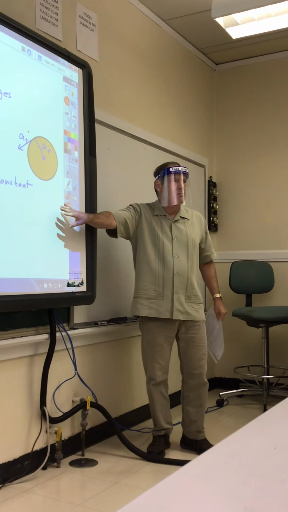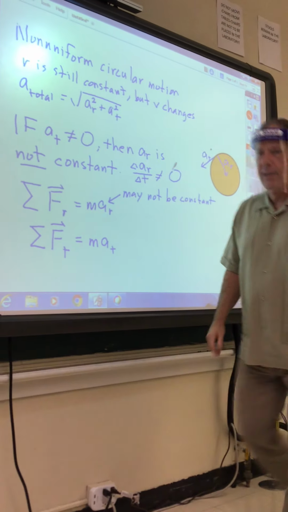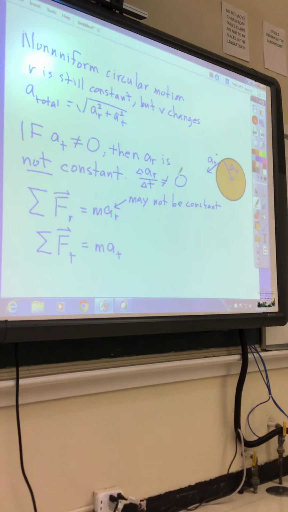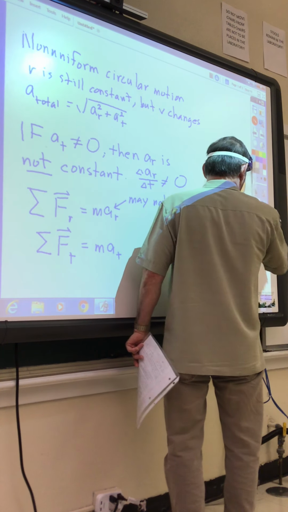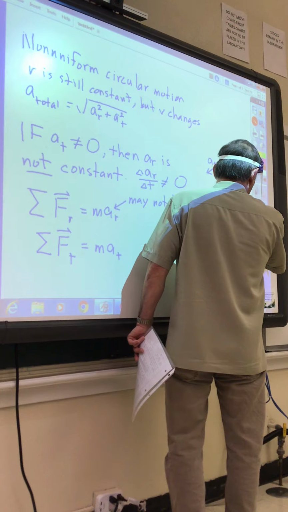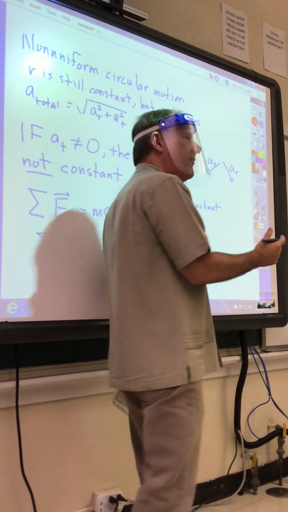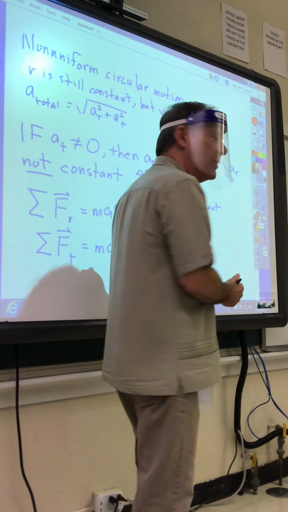Can I erase this? Does everybody have this here? Okay. That way I can put it on the board. I finally figured out how to clear objects that you put. I'm still learning how to use this board, so.